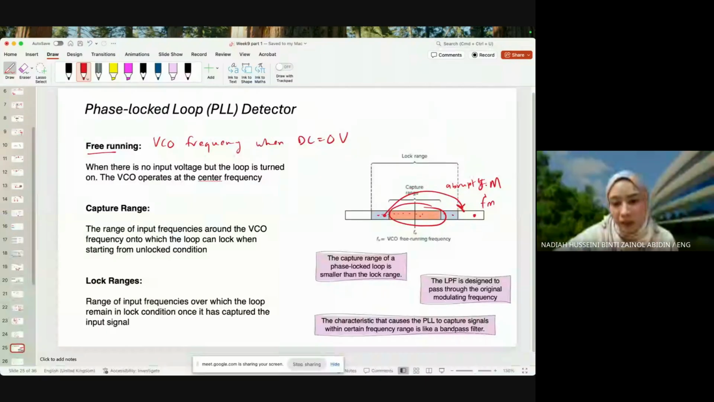But if you want to start to lock the PLL, the frequency must be in this range, which is around the VCO free running frequency. If it is too far from the VCO free running frequency, then the VCO is not going to be able to detect it. Okay, so this is the range that the VCO is willing to operate before it becomes locked. After it is locked, it can move from here to here as long as the change is not abrupt.